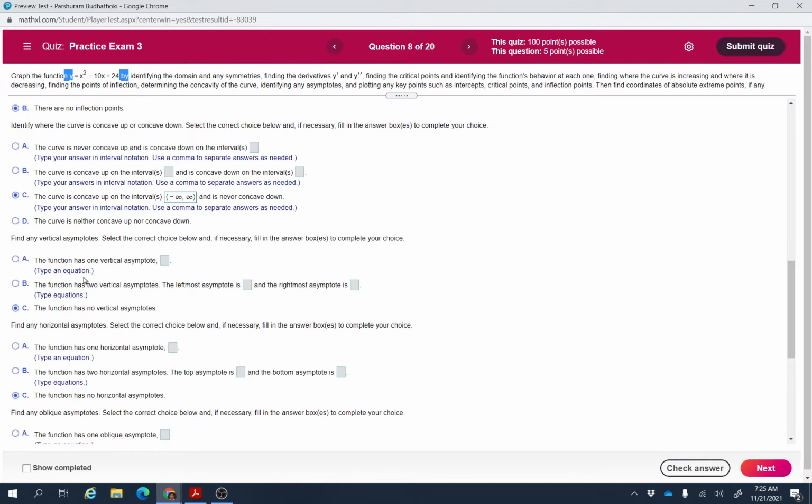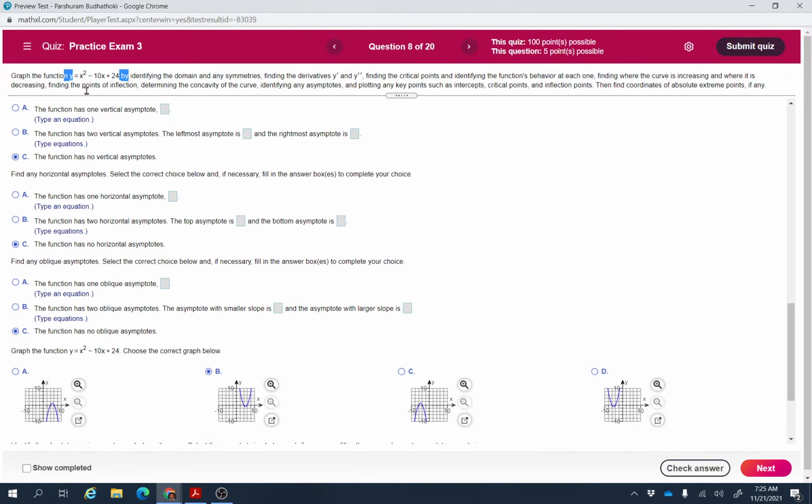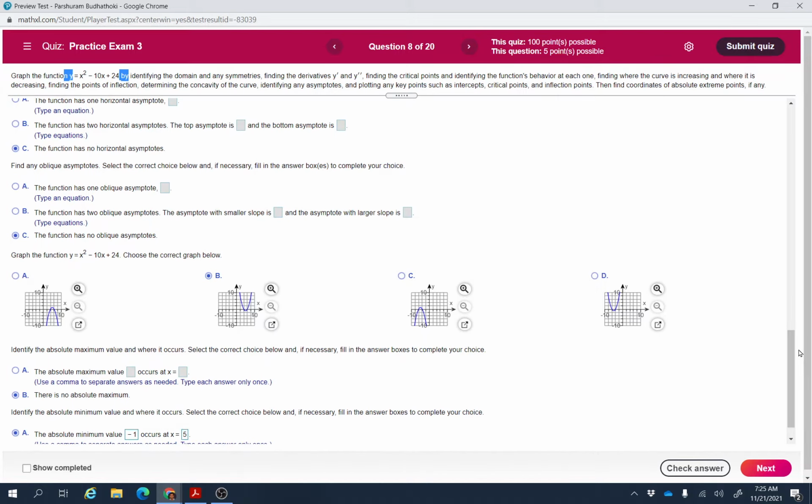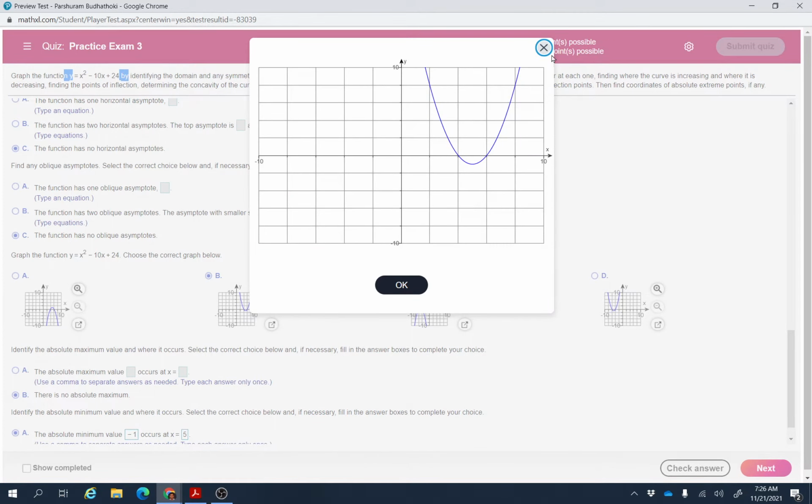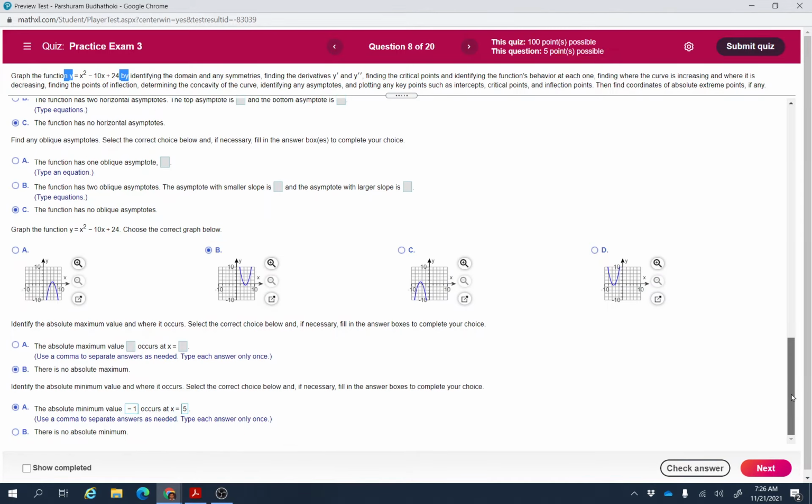So no vertical asymptote, no horizontal asymptote, no oblique asymptotes, and because it's a quadratic function, it should be concave up, with a local minimum at 5. This is the only choice which gives you all that information. So this is what you are going to choose. Just compare the other given options as well, but this is the right choice.